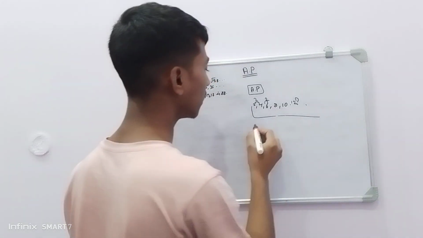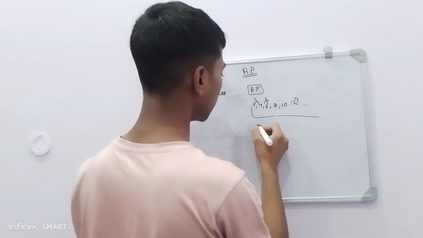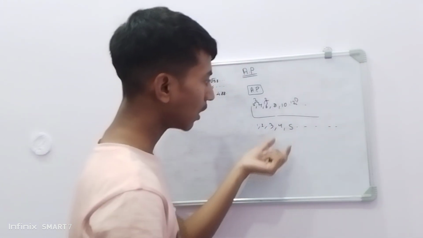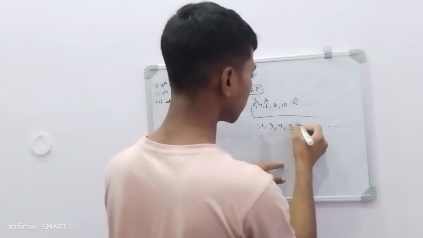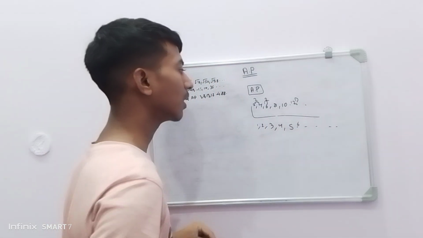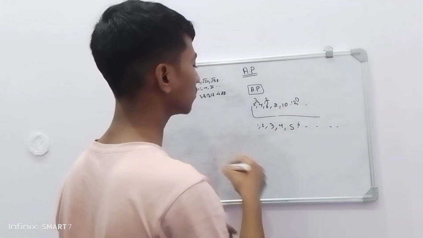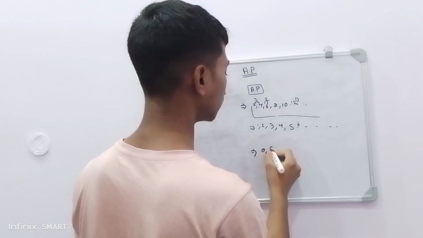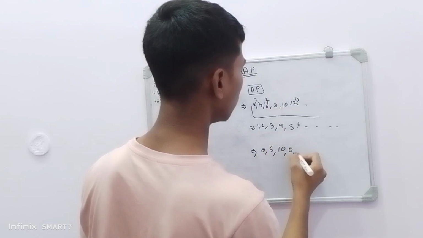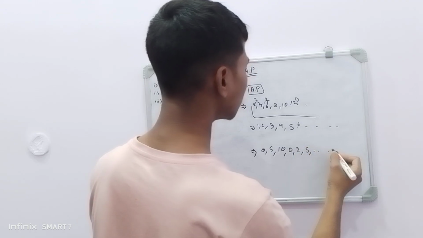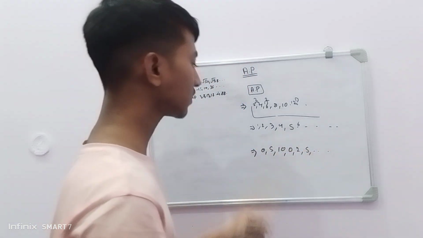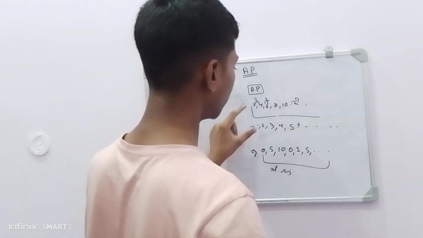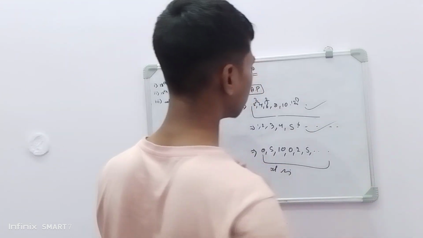Let's take another example: 1, 2, 3, 4, 5 and so on. You can also say that the next number is going to be 6, because it is the set of natural numbers. So it is a sequence. Now let's take another example: 0, 5, 10, 0, 2, 5. In this case you are not able to tell what the next number will be, so it is not a sequence. So these are the two kinds of cases we get.